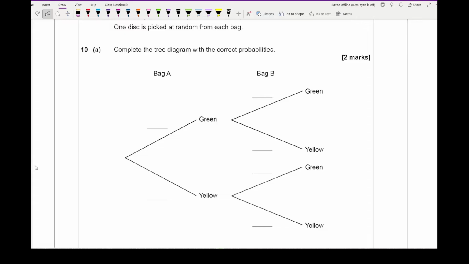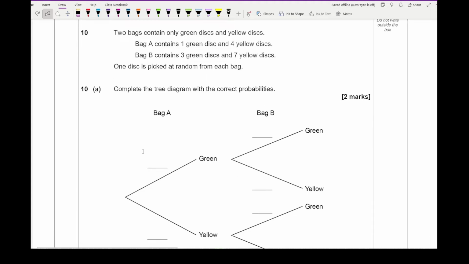So from this, let's have a look at the information that's been given. So here we've got bag A. We've got a total of 5 discs, so that means the denominator is going to be over 5. And out of those 5 in bag A, 1 of them is green and 4 of them are yellow. So the fractions we need to write on our first set of branches are 1/5 and 4/5.